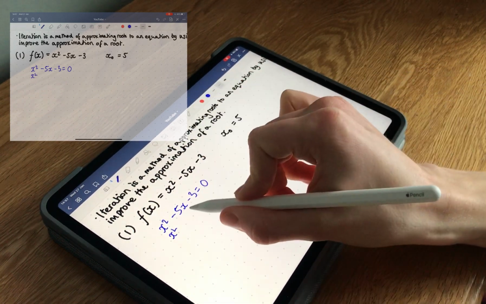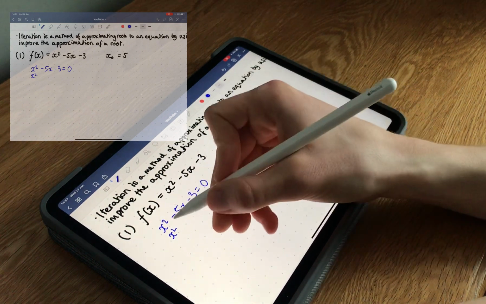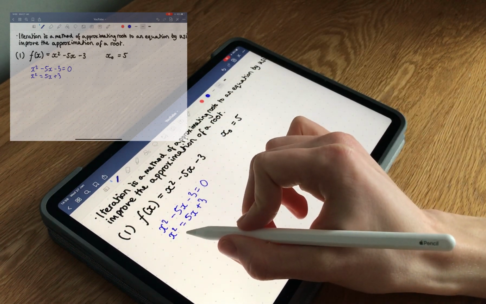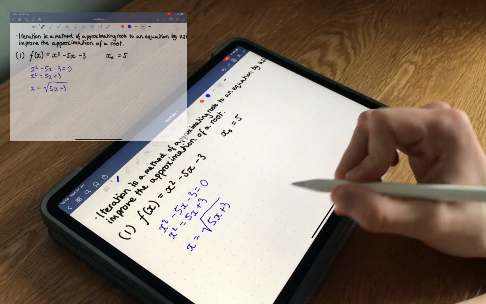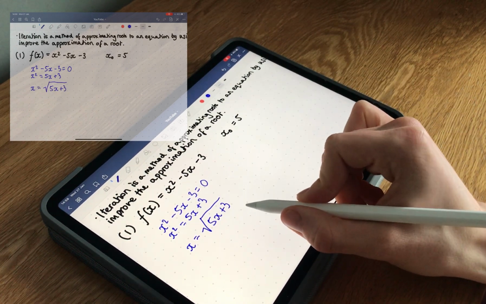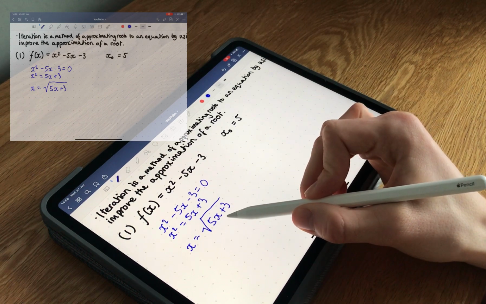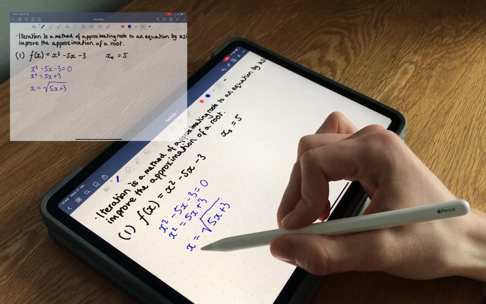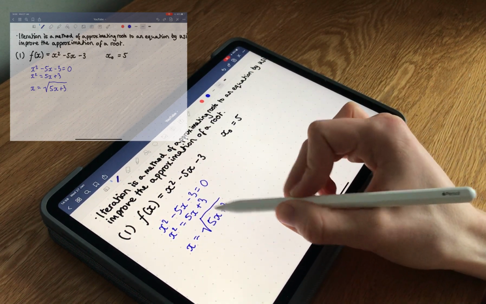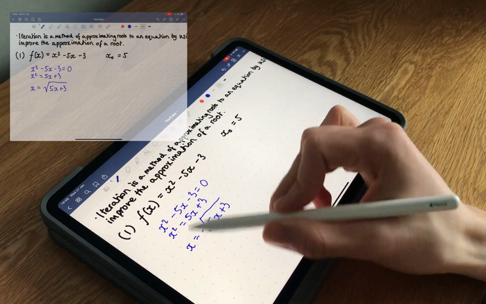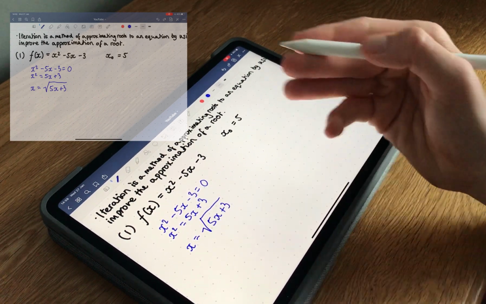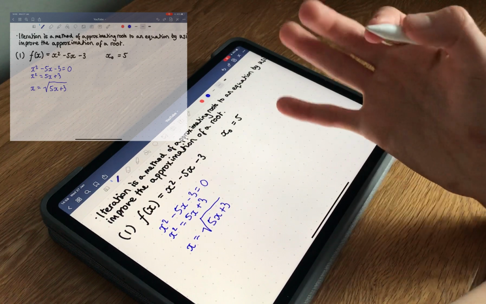We're going to take the 5x and the 3 and put it on the other side of the equation. And then we're going to square root the whole thing just to get x on one side. And that is our iterative formula for this function. So what we're going to do is put in the value for x on this side, and whatever our answer is here, we'll put that back in again, and then whatever answer we get again, we'll put it back. And we keep repeating that process until we eventually converge on, hopefully, a root.